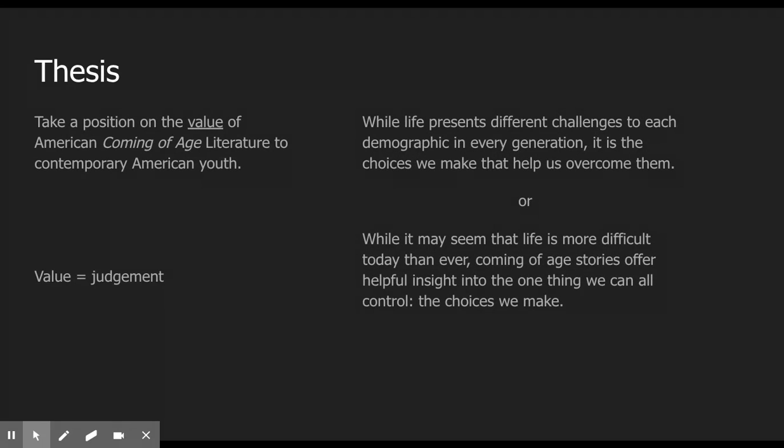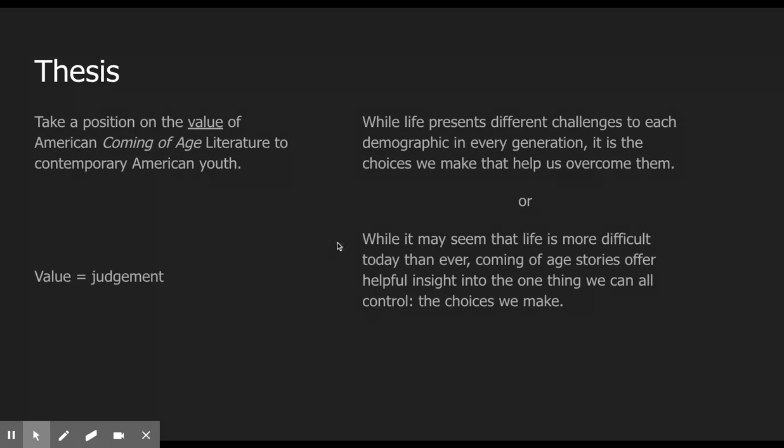This first one now: while life presents different challenges to each demographic and every generation, it is the choices we make that help us overcome them. I like very much, but I'm not sure that's a value claim. It's kind of a claim of fact, isn't it? So I'm going to work on this a little bit more.